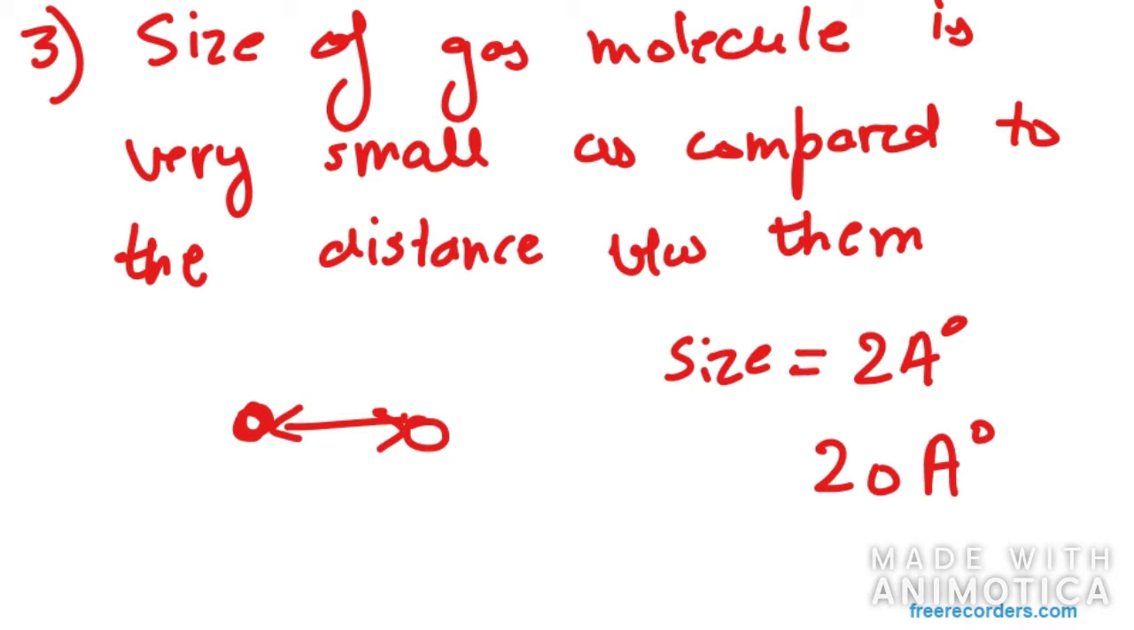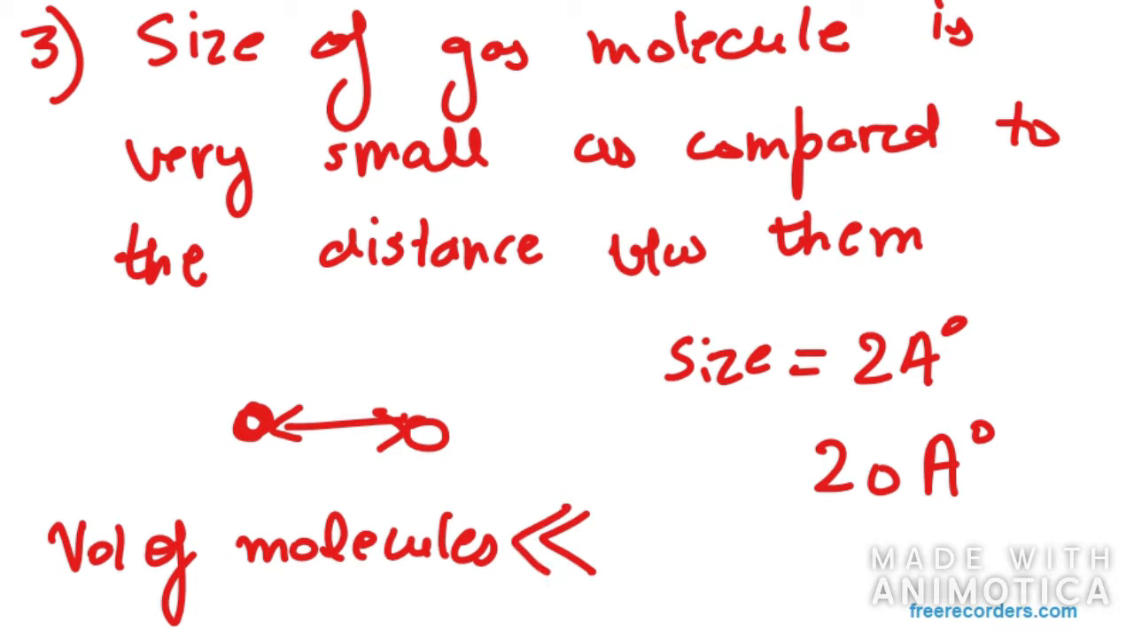Hence, the volume occupied by the molecules is negligible in comparison to the volume of the gas. That means the volume of the molecules is very small as compared to the volume of the gas, because of the difference between the size and the distance between two molecules. So that's the reason the volume of molecules is very small as compared to the volume of gas.